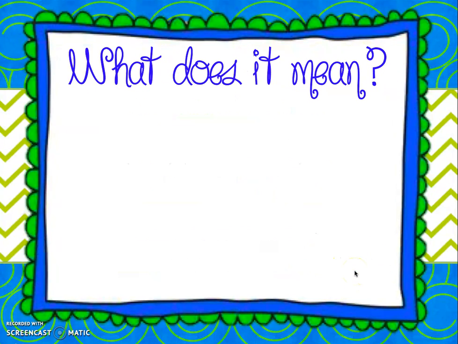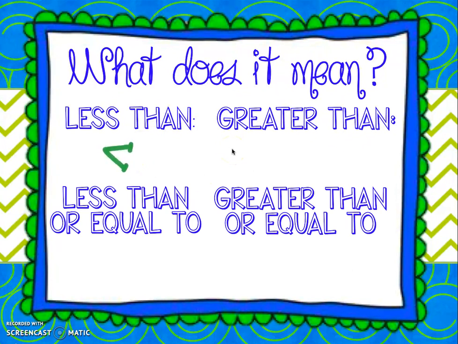Okay, so what do these symbols mean? Less than is where the point comes first, and it's saying whatever is on this side is less than whatever is over here. Okay, greater than is exactly the opposite. The mouth comes first, and it says whatever is over here is greater than what's on the other side.